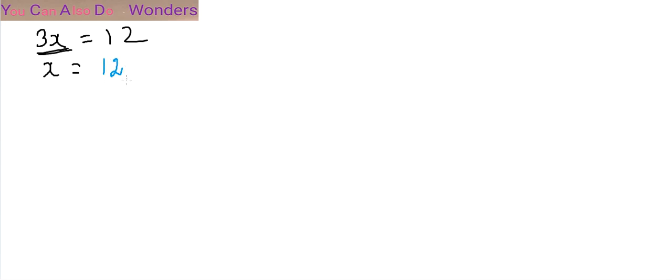Then multiply by the reciprocal, or divide by the other part. The other part is 3. Say divide by 3, or multiply by the reciprocal of the other part. The reciprocal of 3 is 1 by 3. So in each case, you will get the result as 4.